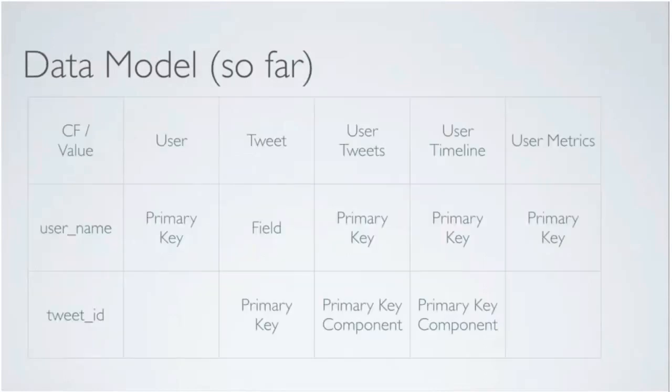Again, jumping back to how we're looking at our data model here, user metrics is something that we're storing about this entity, which is the user. We address the user by their username, and so username is the primary key on our user metrics.